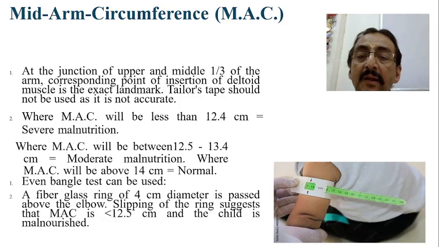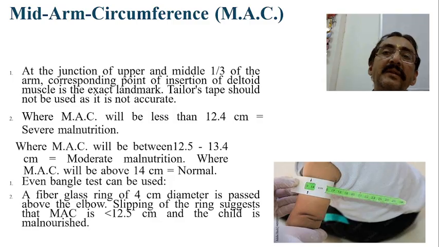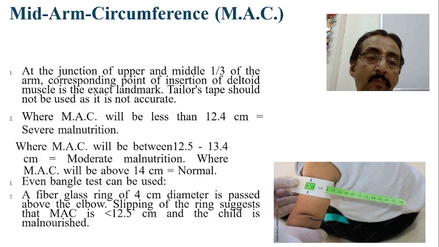A fiberglass ring of 4 centimeter diameter is passed above the elbow. Slipping of the ring suggests that mid-arm circumference is less than 12.5 centimeter and the child is malnourished. This is another method of assessment of mid-arm circumference as far as severe malnutrition is concerned. One is you can take the mid-arm circumference and calculate. Another is a glass ring, a bangle, also called the bangle test. A fiberglass ring of 4 centimeter diameter is passed above the elbow, and slipping of the ring suggests that mid-arm circumference is less than 12.5 centimeter.